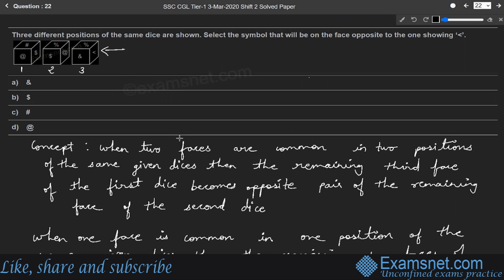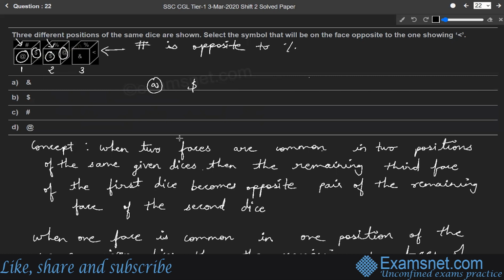If we look at first and second, then what are the common faces? The common faces are at the rate and dollar sign. So the common things are at the rate and dollar sign, right? So except this face of the first dice will be opposite to this face of the second dice. It means that hashtag sign is opposite to percentage sign.